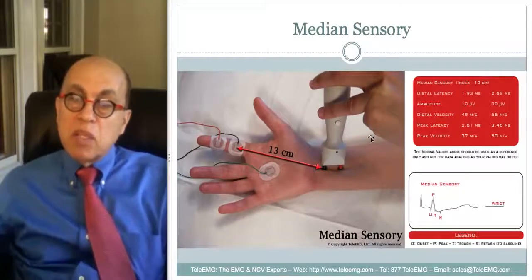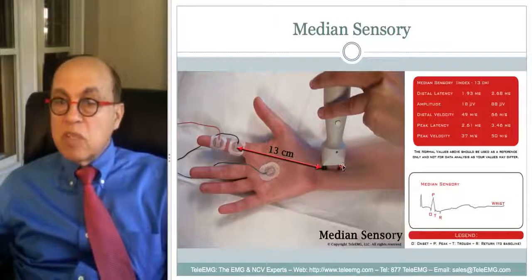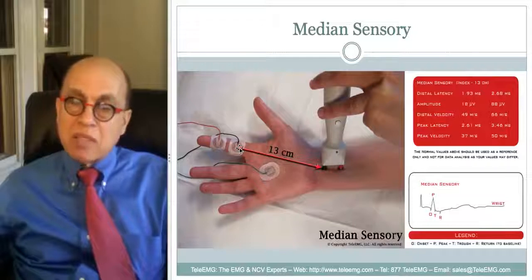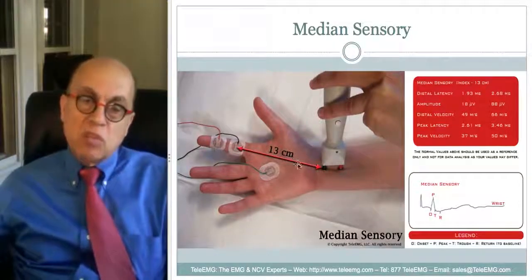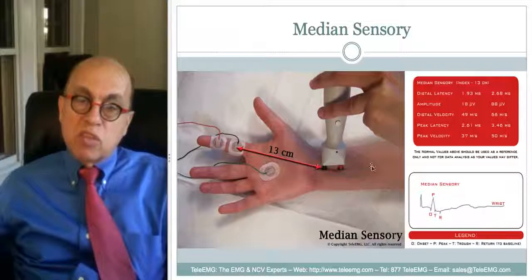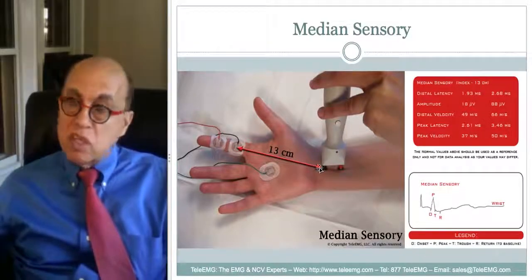We stimulate the median nerve at the wrist. We stimulate it at 13 centimeters from the black active recording surface electrode. Why is that? Because we have found normal values for this distance. You could do it at 15 or 16 or at 11. If you have good normal values for this distance, that's fine.